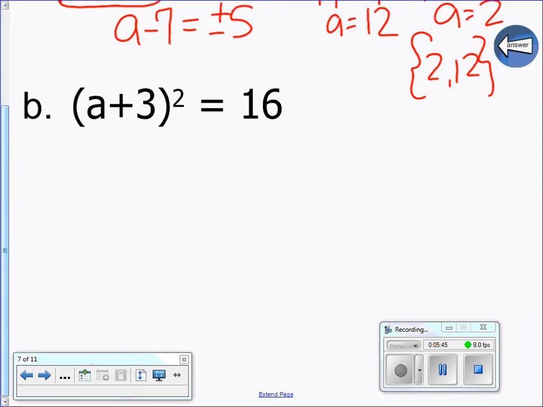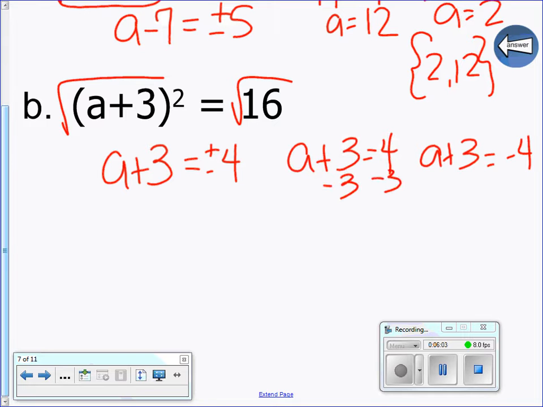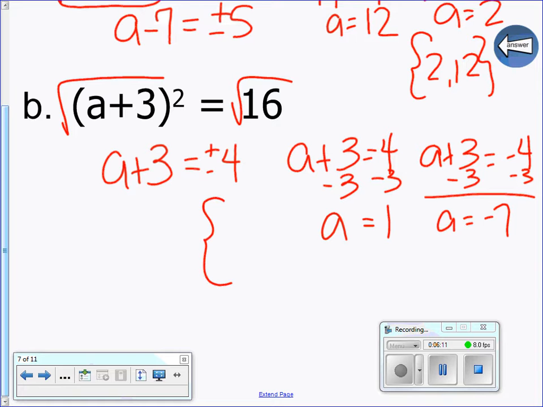Again, a plus 3 is squared, so if I take the square root of it, I just get a plus 3. I take the square root of 16, I get plus or minus 4. Two equations: a plus 3 equals 4, and a plus 3 equals negative 4. Subtract 3 from both sides, I get a is equal to 1. Subtract 3 from both sides, and I get a is equal to negative 7. So my solution is negative 7 or 1.